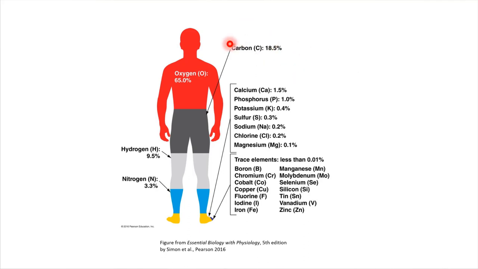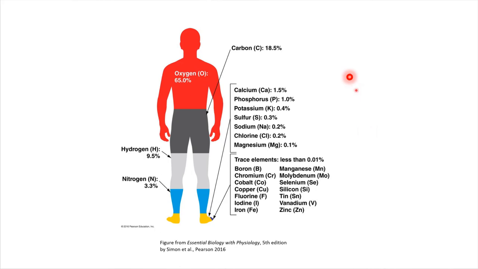Again, we consist mostly of oxygen, carbon, hydrogen, and nitrogen, but we have a small amount of lots of other things, and these are all critical for our physiology to work correctly. There are going to be a few that we will focus in on in this class a lot. Calcium, sodium, chlorine, potassium, those are going to definitely be showing up multiple times this semester.